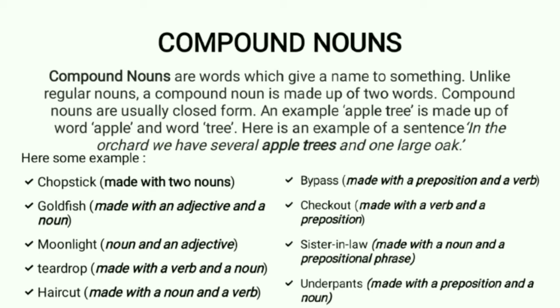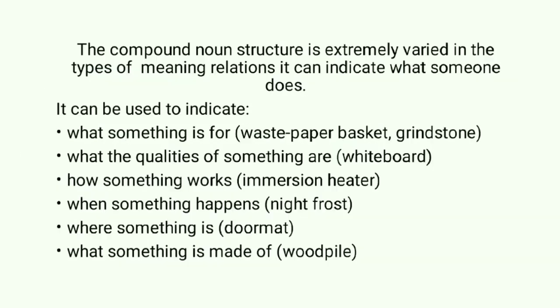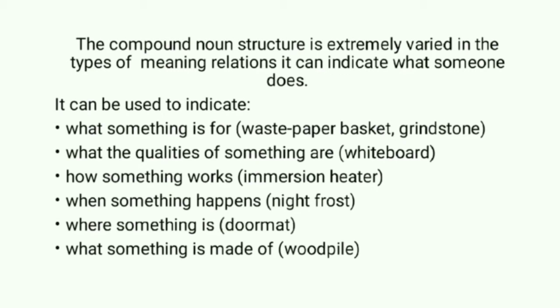Beberapa contoh kata majmuk di sini berasal dari dua jenis kata yang berbeda. Misalkan moonlight. Moonlight berasal dari kata moon yang berarti bulan dan light kata sifat yang berarti cahaya. Another example is haircut, yang mana hair itu kata benda dan cut adalah kata kerja. The compound noun structure is extremely varied in the types of meaning relations it can indicate. Struktur kata benda jamak memiliki beragam jenis makna yang berkaitan.